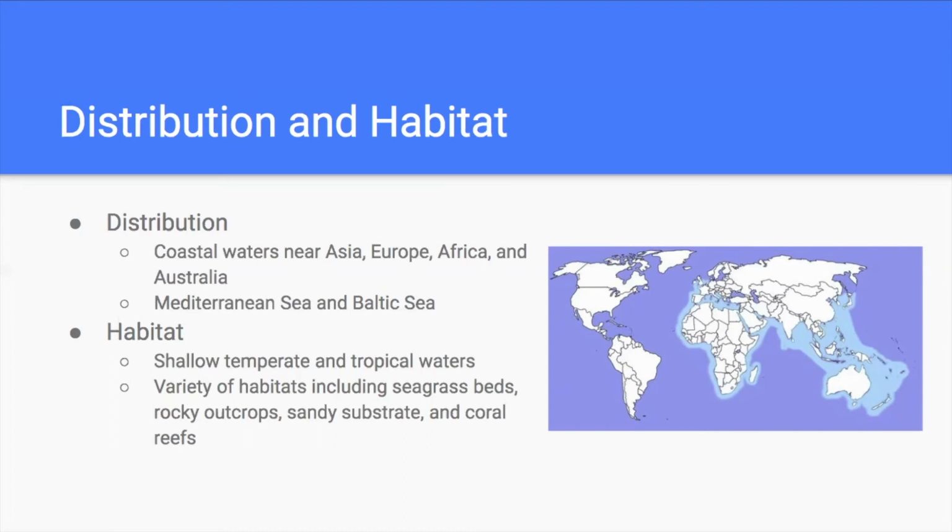They can be found in a variety of habitats, including seagrass beds, rocky outcrops, sandy substrate, and coral reefs. And what type of habitat they are found in really depends on the species. They have different preferences for depth, sea floor morphology, chlorophyll A concentration, sea surface temperatures, and surface salinity. So these are just the different factors that affect where each species is found.